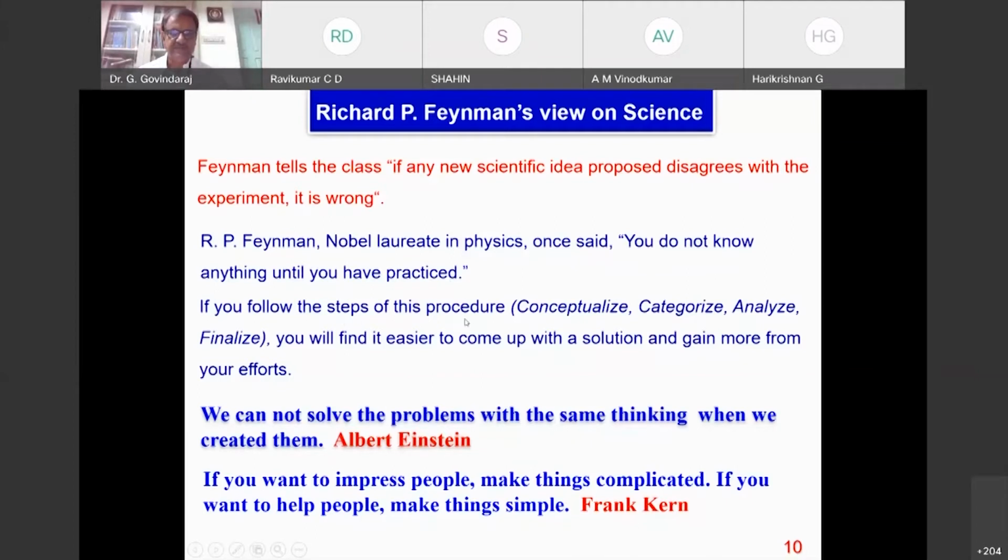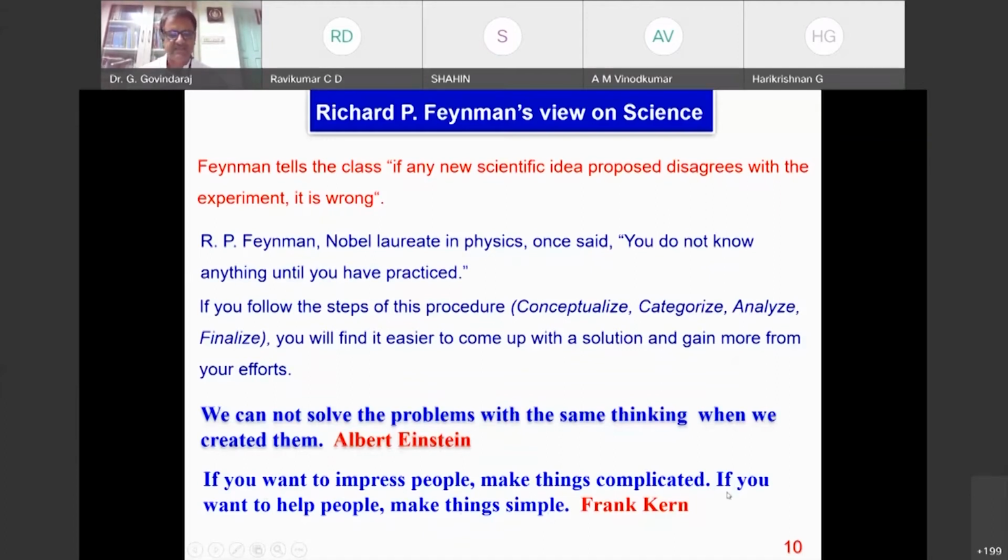If you follow certain steps, like procedures: conceptualize, categorize, analyze, and finalize, you will find it easier to come up with a solution and gain more from your efforts. Another interesting aspect from these great people: we cannot solve problems with the same thinking that created them. So we need a different kind of thinking when we look at problems. If you want to impress people, make things complicated. If you want to help people, make things simple.